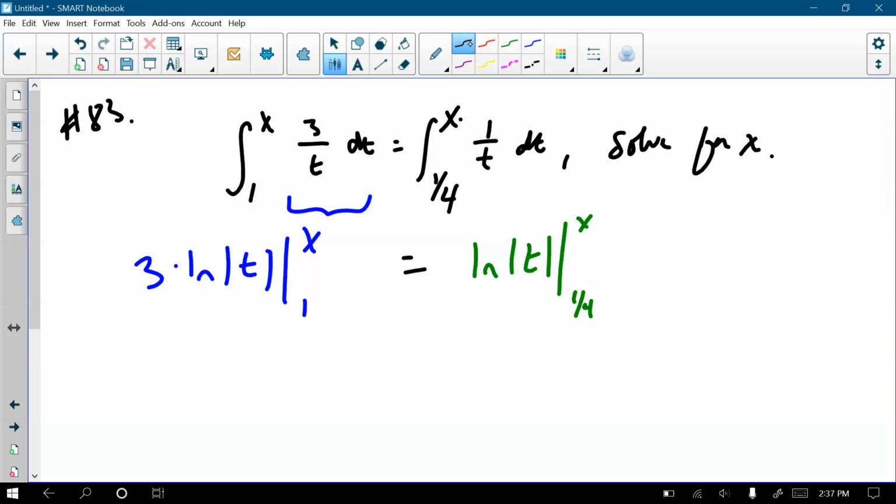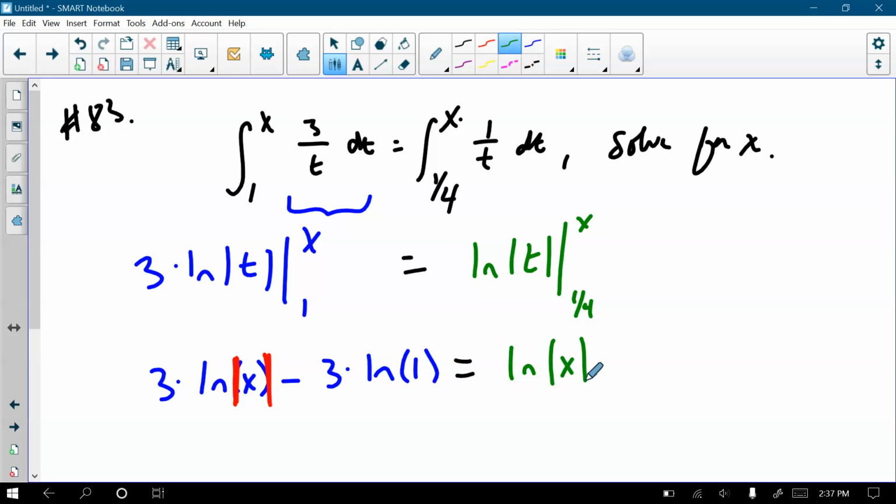Okay, let's keep going here and see what we get. Now we're going to get, in blue, 3 times ln of x minus 3 times ln of 1. Wow, they really like that ln of 1. I should note here that this is an absolute value of x because we don't know what x is. We have an equals, and we have natural log absolute value of x minus natural log of 1/4.